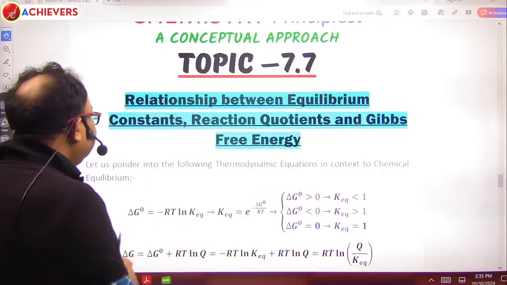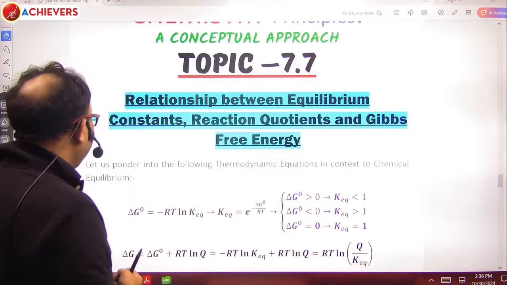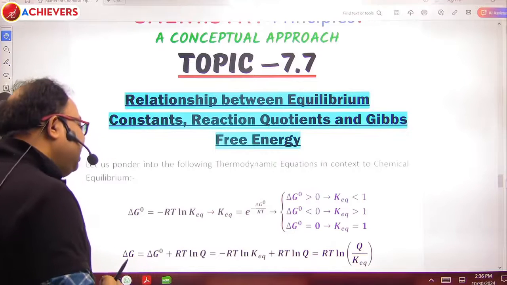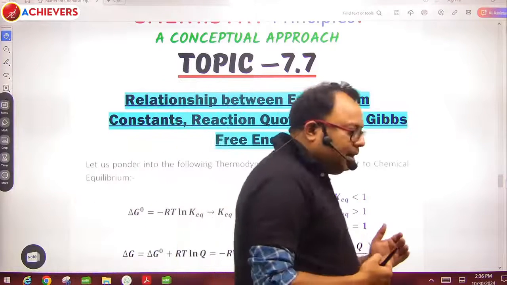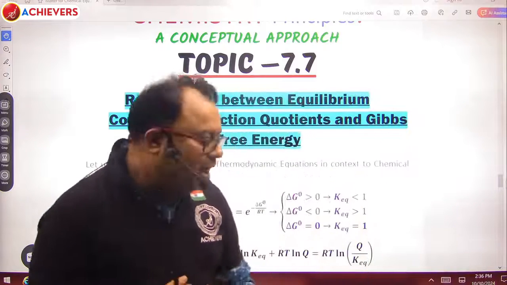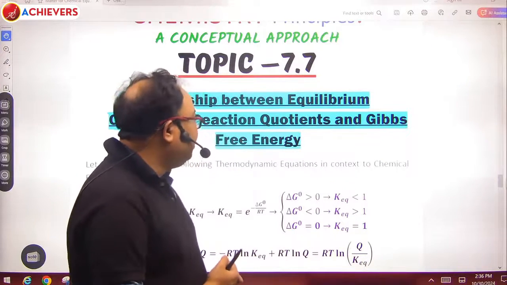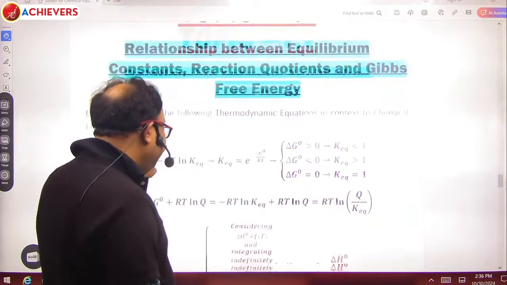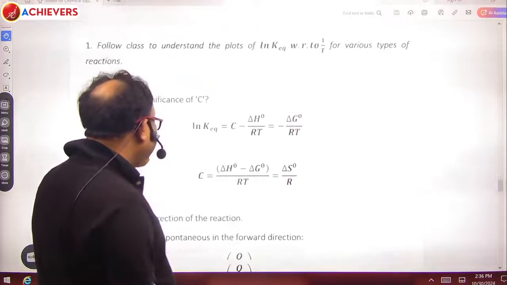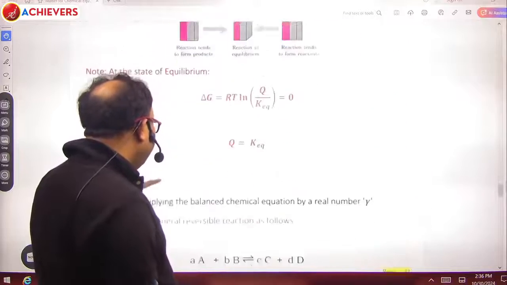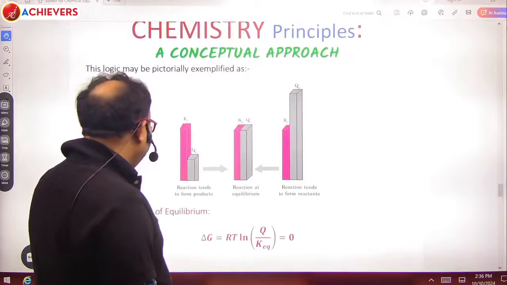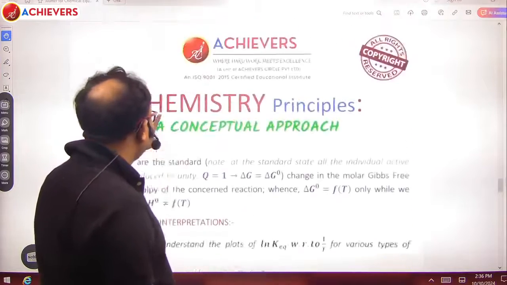Here we will understand the relationship between equilibrium constants, reaction quotients and Gibbs free energy. That means in this particular lecture we will deal with the thermodynamics of chemical equilibrium. So this is a very important lecture. Here we will be dealing with the fundamental thermodynamic aspects of chemical equilibrium. This is a very important chapter, okay, or lecture rather.